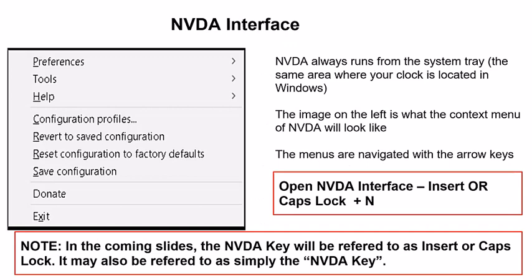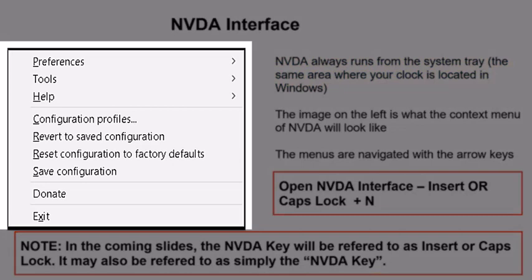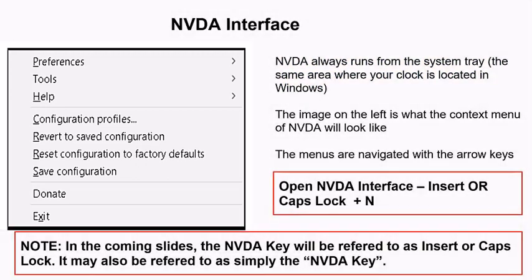Let's take a look at the NVDA interface. NVDA always runs from the system tray. This is the same area that your Windows clock is located in. The image on the left is what the context menu of NVDA looks like when you call it up. To access the NVDA menu, you're going to use NVDA plus the letter N, so Caps Lock plus N or Insert plus N.